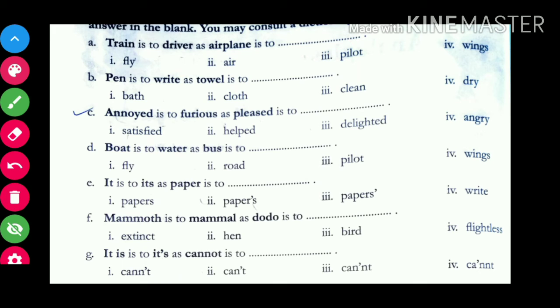Next, if pen is to write, so towel is to dry. Why do we use a towel? We use a pen to write. Then what is the usage of a towel? We use a towel to dry. Now, see. If annoyed is to furious, then pleased is to delighted. Okay? Now, the remaining you have to do on your own.